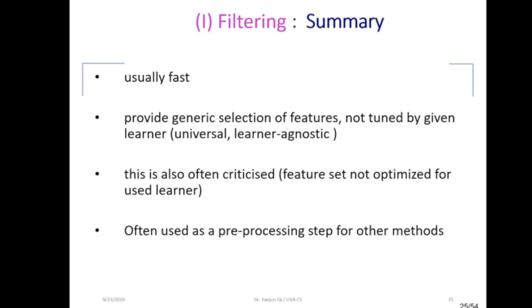Before I move to wrapper, the summary of the filtering approach is that it's really very fast because it's a simple statistic-based, correlation-based analysis, and it provides generic selection of features. It's predictor agnostic. It doesn't couple with any predictor at all. But that's also one of the criticisms people raise about this type of approach, because it's not optimized for a specific predictor. It's very generic. And it's still used a lot as pre-processing because it's fast and intuitive.